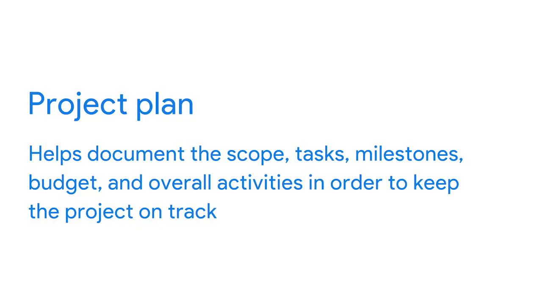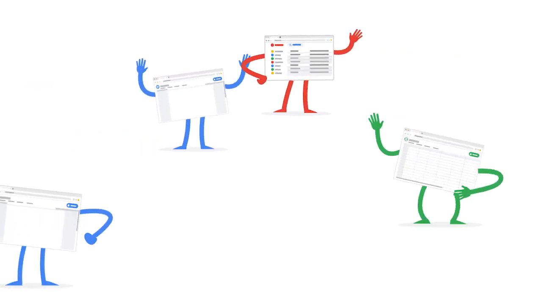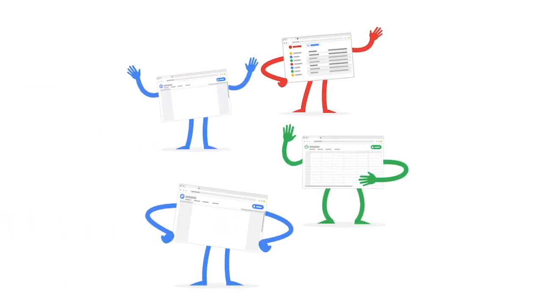Let's get started. First, we'll review the purpose and function of a project plan. A project plan is useful for any project, big or small, since it helps you document the scope, tasks, milestones, budget, and overall activities in order to keep the project on track. At the center of the project plan is the project schedule. The schedule is your guide for making time estimates for project tasks, determining milestones, and monitoring the overall progress of the project.